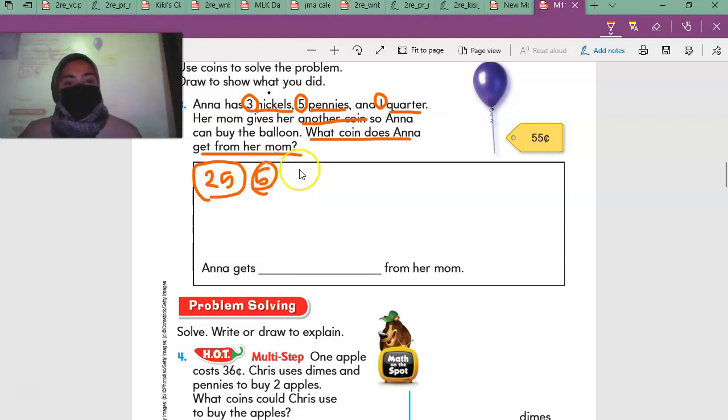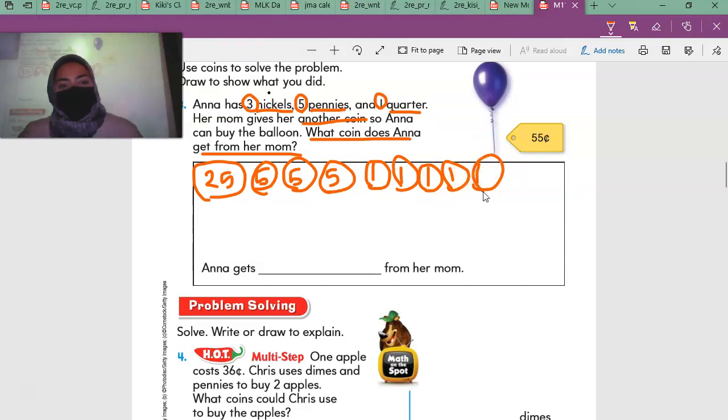1, 2, 3. And the smallest value is the penny. And how many pennies are there? 5. So I'm going to draw 5 pennies. 1, 2, 3, 4, 5. So now we're going to count the total value of all these coins.